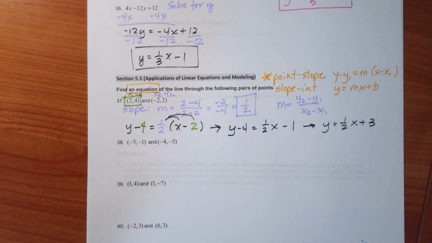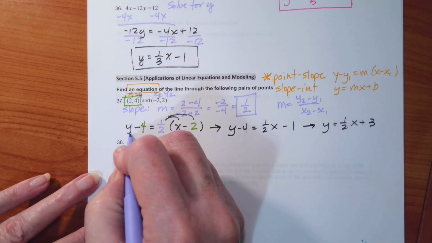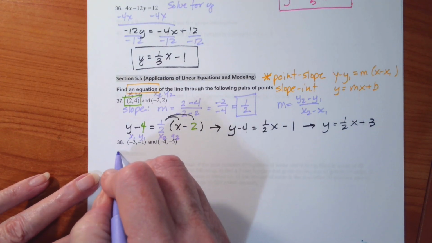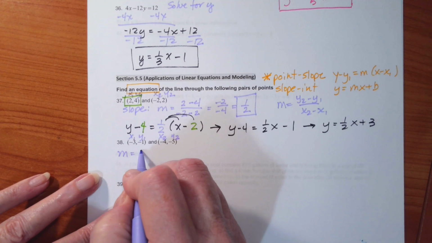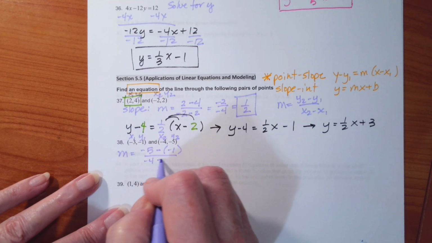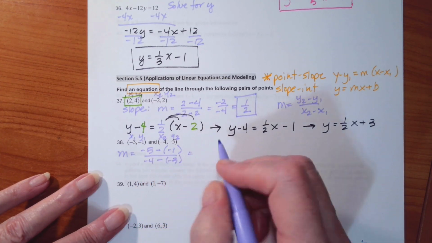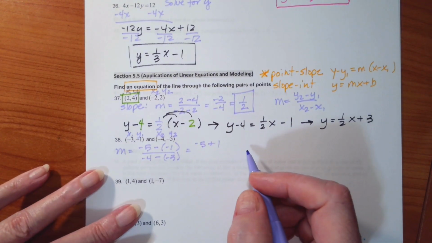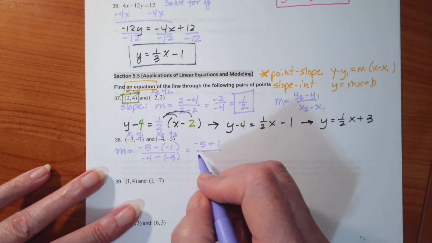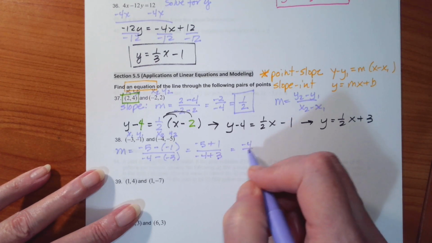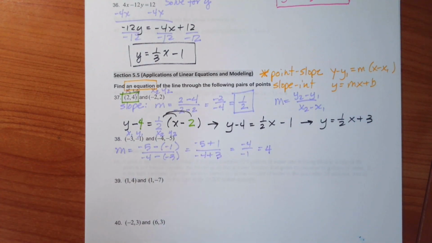All right, this is the same thing here. So let's see. So my slope, we'll call this x1, y1, x2, y2. So my slope is going to be x2 minus x1 divided by y2 minus y1. That gives me negative 5 plus 1 divided by negative 4 plus 3, which is negative 4 over negative 1, which is 4. So I've found my slope.